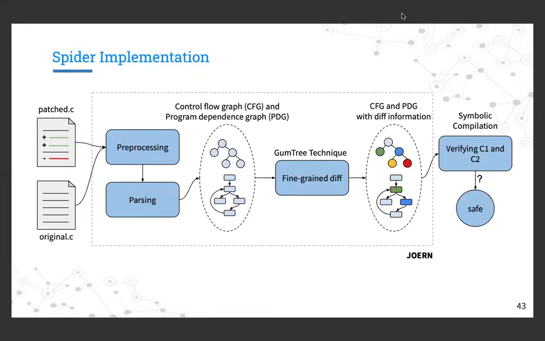Once we know the statements affected by the patch directly, we use dependencies in the program dependence graph to identify all the other statements that are data dependent on the statements that are directly affected by the patch. Once we know all the statements, we use symbolic compilation to verify conditions C1 and C2. If C1 and C2 hold, we say the patch is safe.